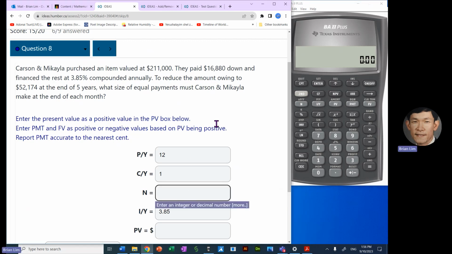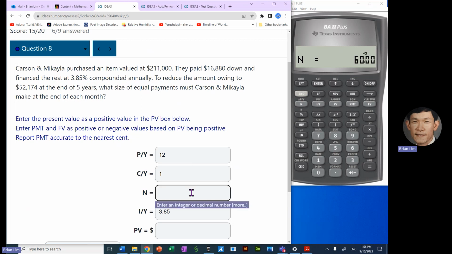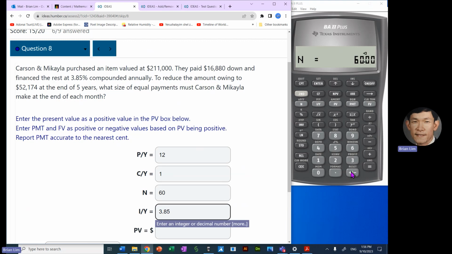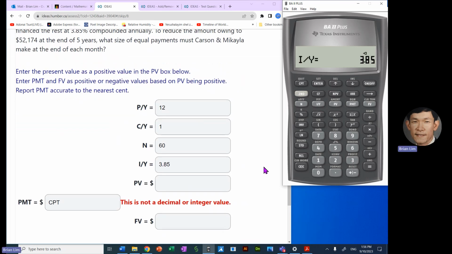All right, N, number of years. Well, it's 5 years. So 5, second, N. And 5 times 12 gives us 60, because we multiply by PY. IY is 3.85, so let's enter that number, 3.85. That is IY. So there we are.